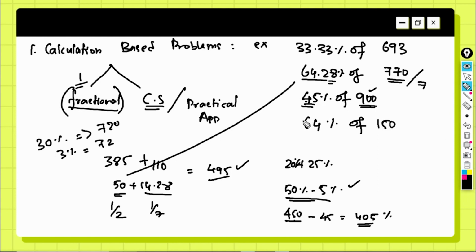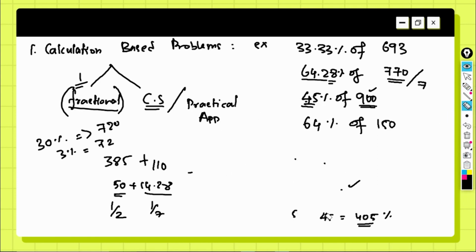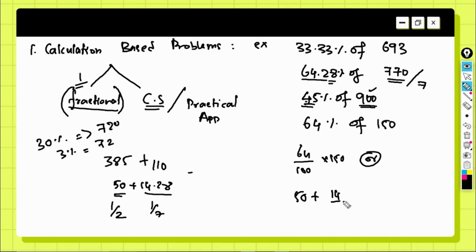Yeah. So the last problem, one important problem I want to teach you here. It's 64 percentage of 150. So 64 percentage of 150 can be written as 64 by 100 into 150, or 64 can be split into 50 percentage plus 14 percentage. It is not 14.28. Only if it is 14.28 will you be able to write it as 1 by 7. But even if you write it as 1 by 7, this number is not divisible by 7. So it's going to be complicated.